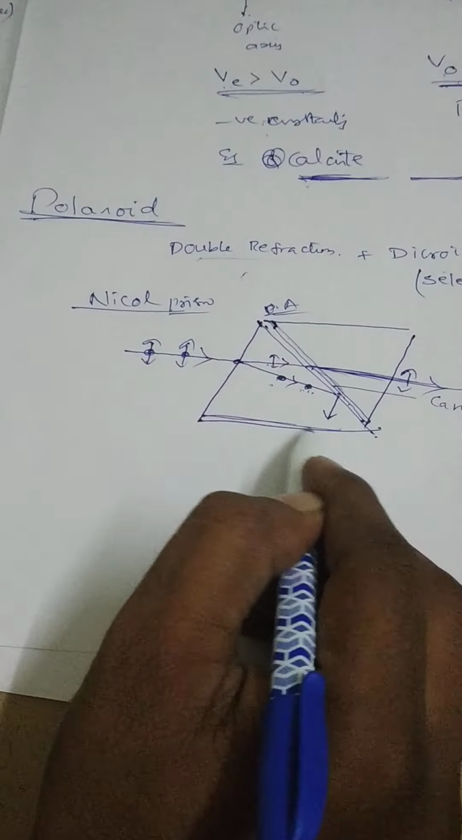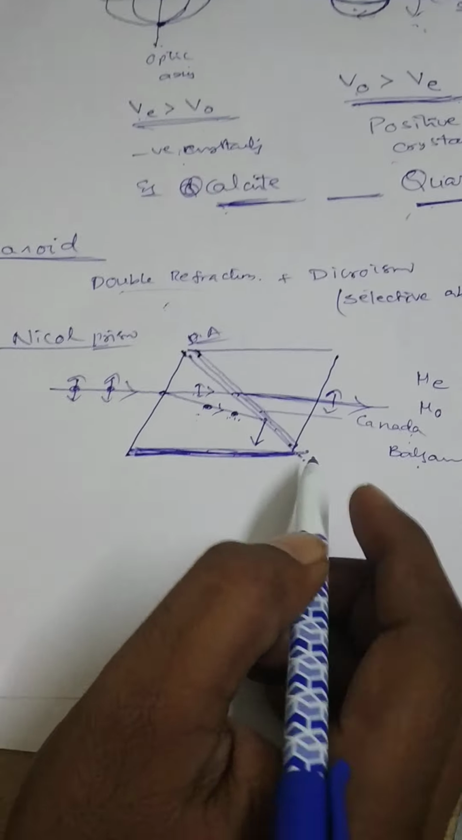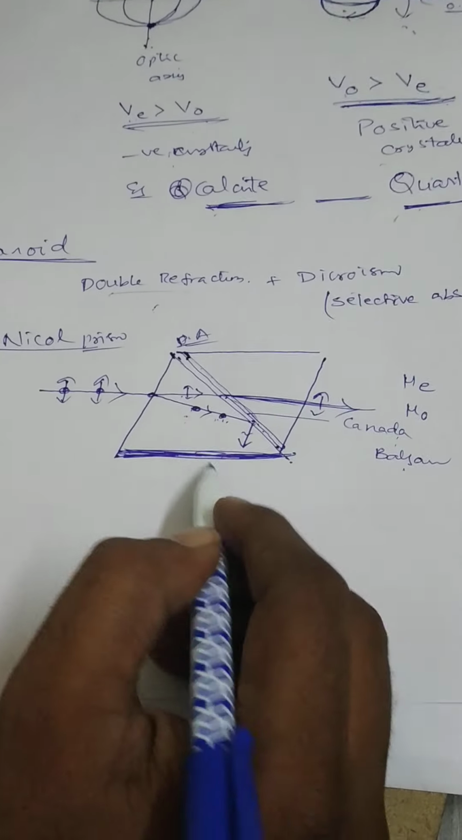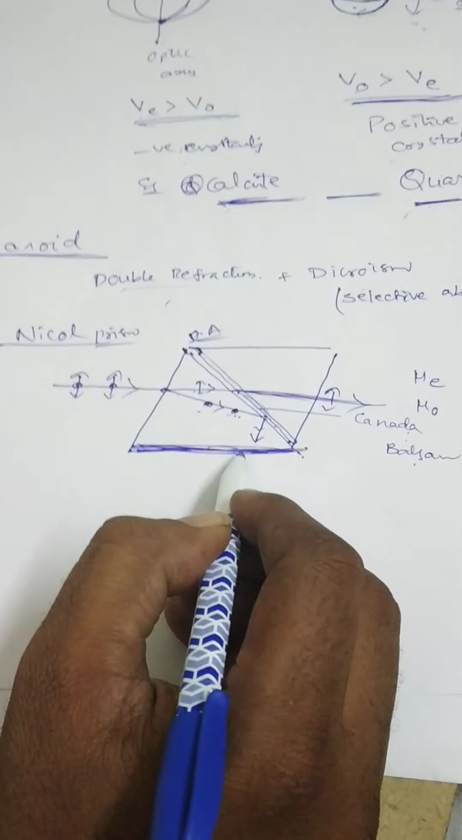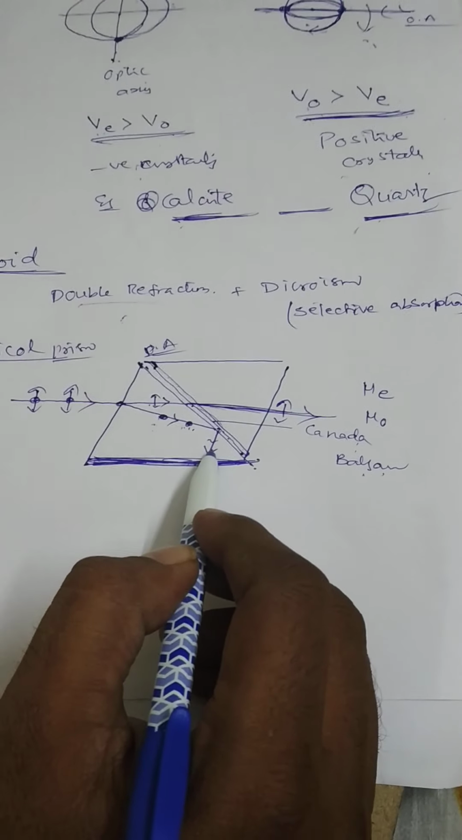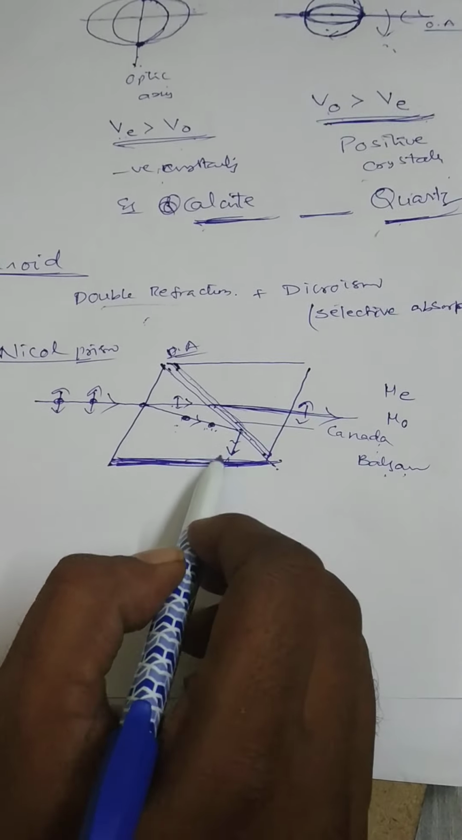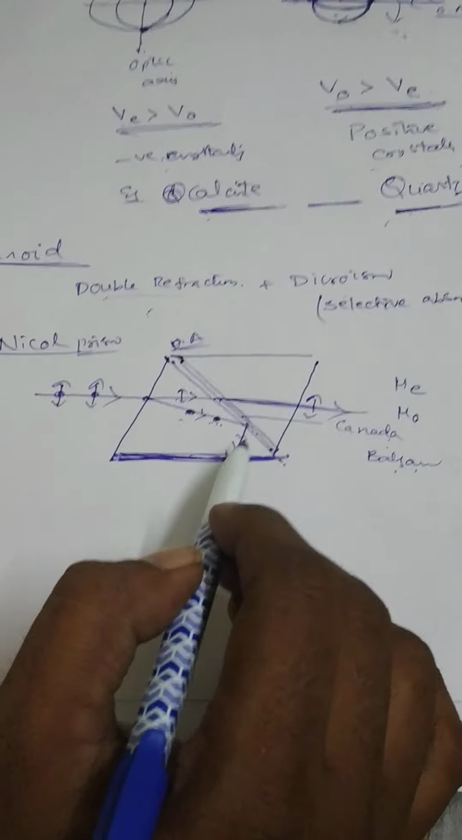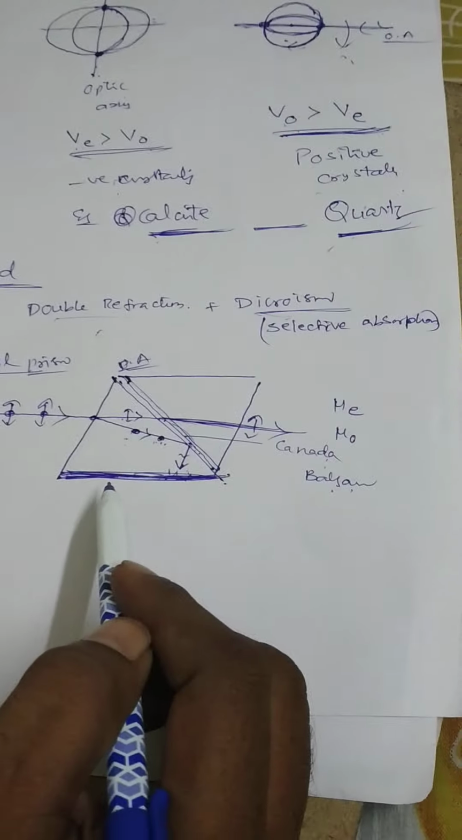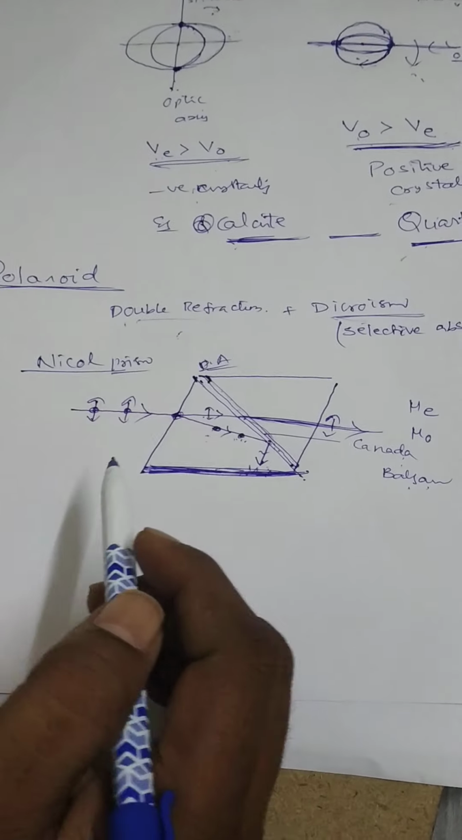On the surface there is a black paper or black painting, and this reflected light is completely absorbed by the crystal itself. The ordinary light ray is absorbed within the prism. This is called selective absorption, and this property of the crystal is called dichroism. The two refracted rays produced instead of one ray is called double refraction.